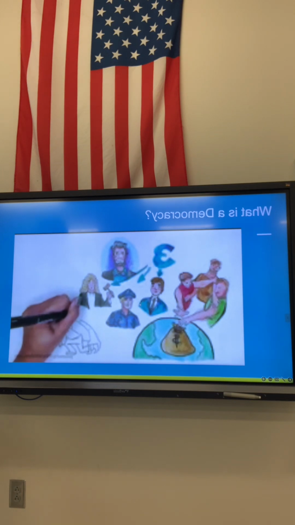The word democracy comes from the Greek words of demos, which means people, and kratos, which means power or rule. So democracy basically means the rule of the people.